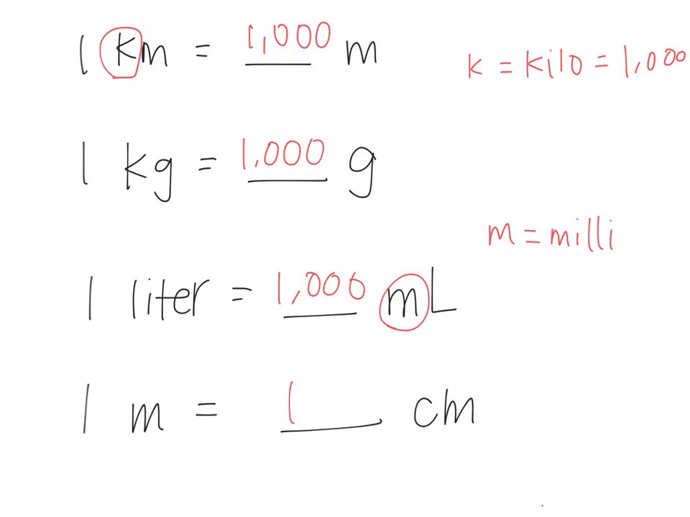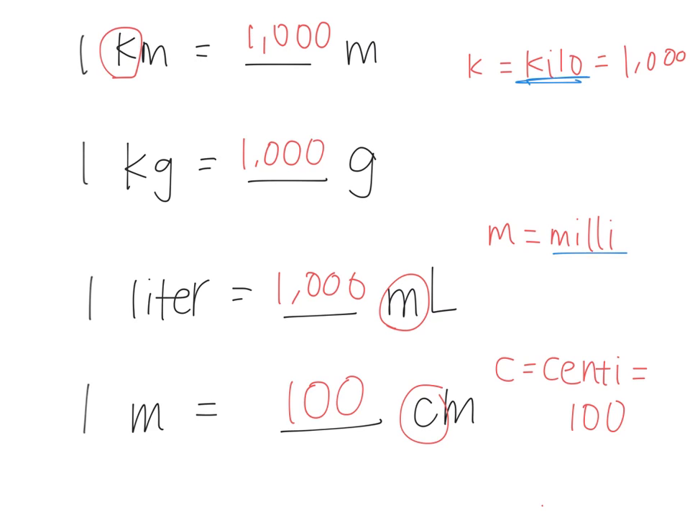Write this down. 1 meter equals 100 centimeters. The C stands for centi, which equals 100. You might have heard of century, right? That comes from the same word. Century means 100 years. It's kind of confusing that I put these on the same slide because kilo and milli both mean 1,000, whereas centi means 100. So don't get confused about that.